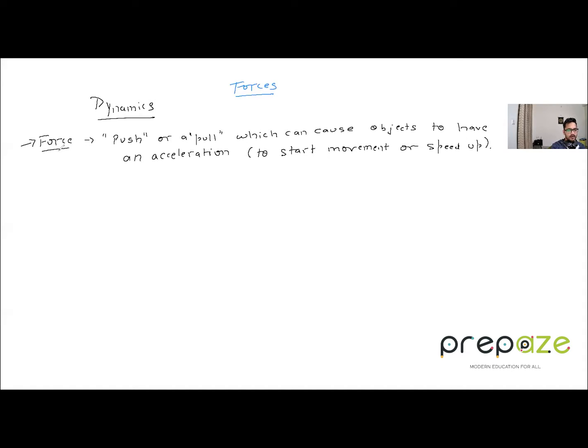Now what is the SI unit of force? It is newtons, and obviously it's a vector quantity. Both magnitude and direction are very important when you're defining it. Now there are different kinds of forces available, different categories I will say.